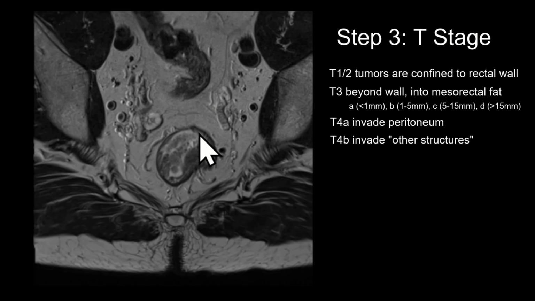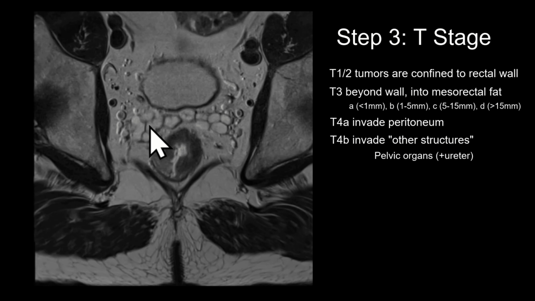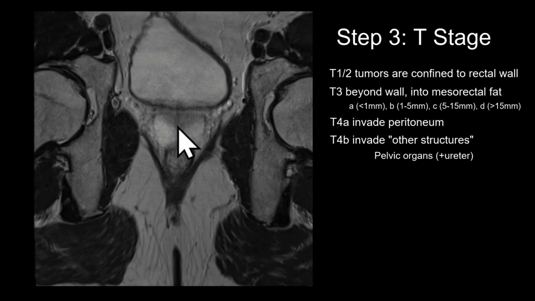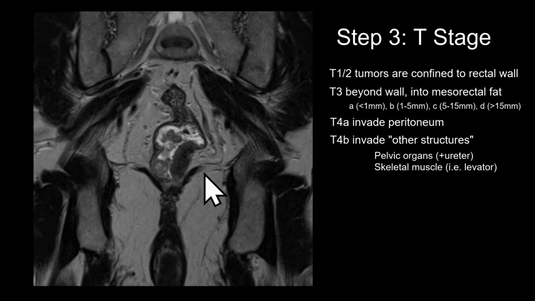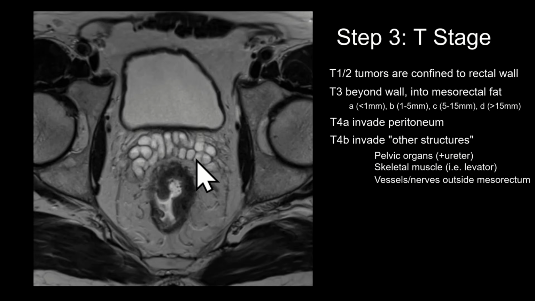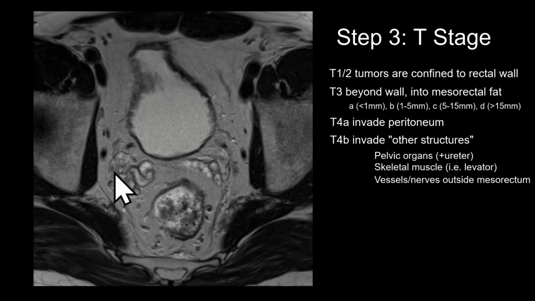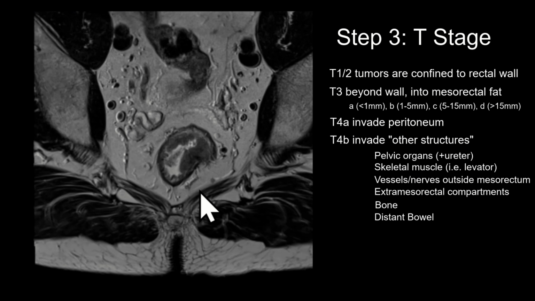So T4B disease is best defined as invasion of any pelvic organs like the uterus, vagina, in males the seminal vesicles or prostate or bladder. Also, any skeletal muscle involvement is also considered T4B disease. So for example, the levator ani, if it's involved, would be T4B disease. Also, vessels outside of the mesorectum, so pelvic sidewall vessels, would also be considered T4B disease, and any compartment outside of the mesorectum. So for example, if the tumor were to directly invade the obturator space here, that would also be T4B disease as well.